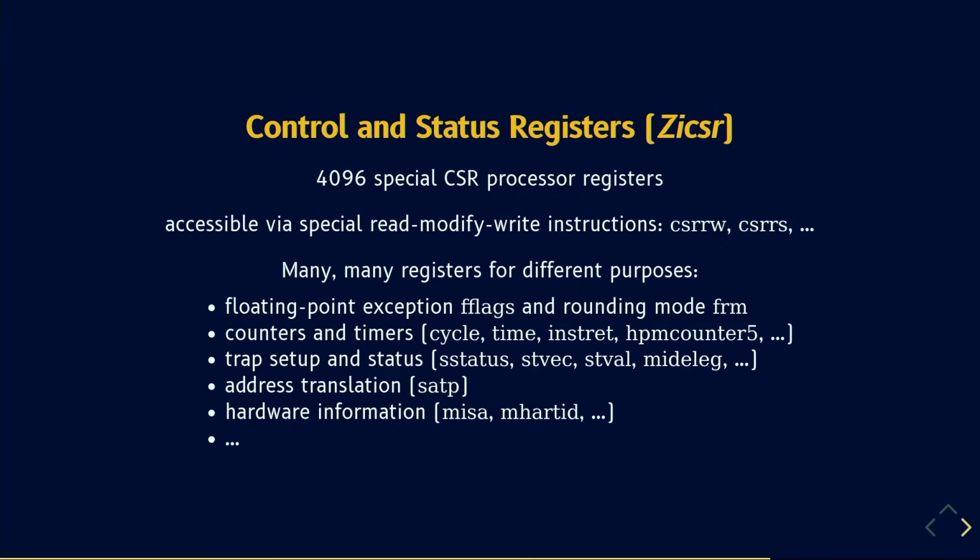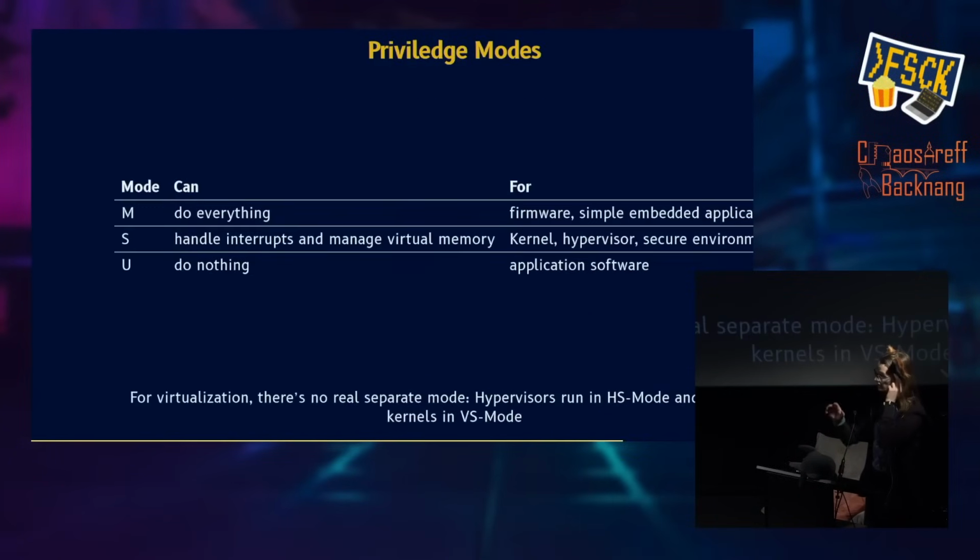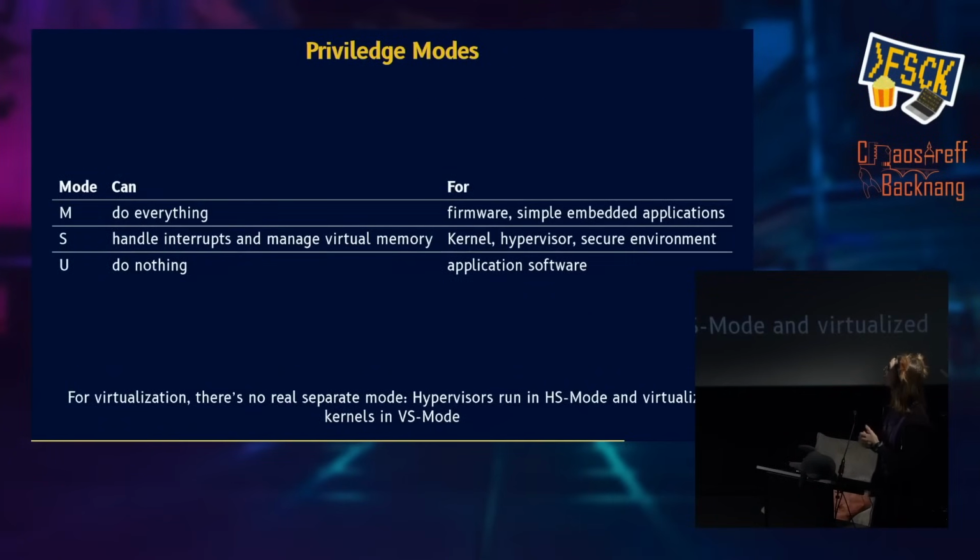There's like the floating point ones. There's other ones that you can access from user mode, like counters and timers that will, for example, tell you how many instructions have been executed, allow you to do performance monitoring that way. Most of them, however, are, of course, for system-level configuration. You can configure traps, exceptions. You can do the address translation stuff through that. There's various hardware information in there, and much more. Like you have to look at the specific extensions and see how they use the CSRs.